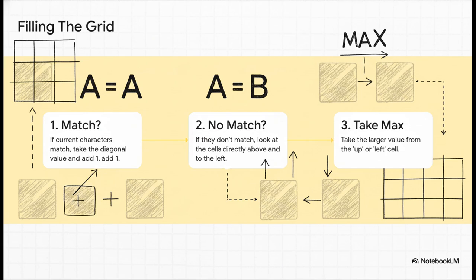For any square in our grid, you first ask, do the characters for this row and column match? If they do, great. You look at the number in the square diagonally up and to the left and you add 1. If they don't match, no big deal. You just look at the number directly above you and the number directly to your left, and you just take whichever one is bigger. That is literally it.